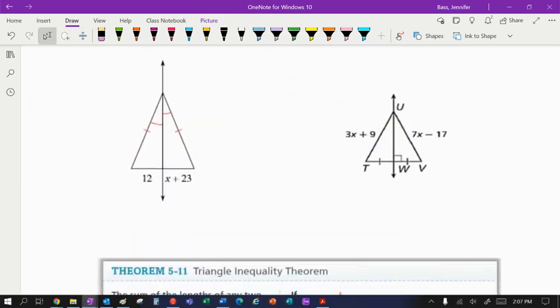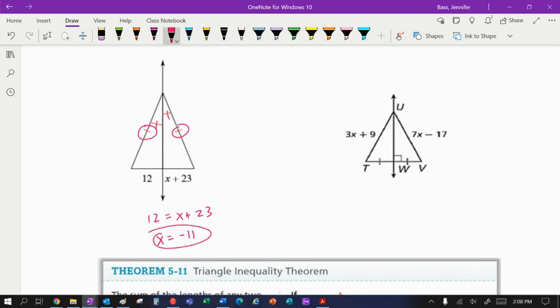Okay, so because this is an isosceles triangle indicated here, and the angle is bisected indicated here, that means that 12 equals x plus 23. Subtract 23 from both sides, and we get that x equals negative 11.